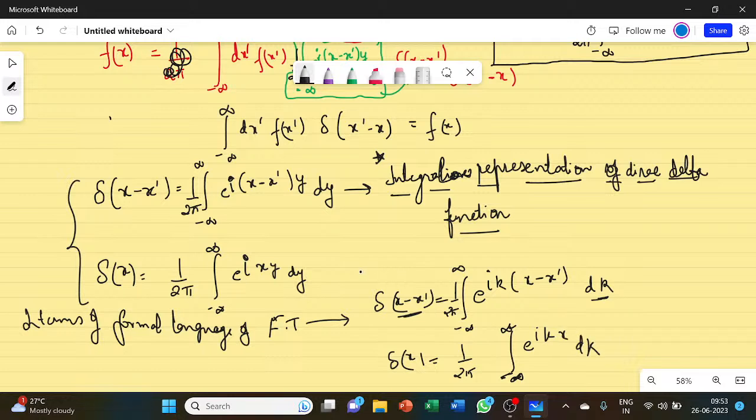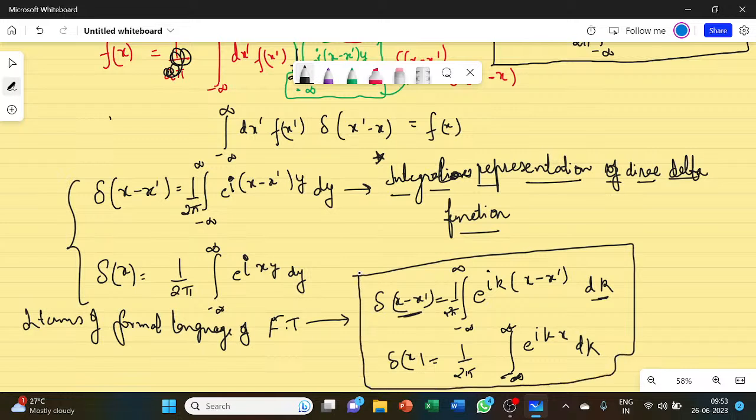Please do remember these two results. Even if you're not able to follow the derivation that I made, please remember these two integral representations. These are quite important when it comes to your exam or otherwise in general also.